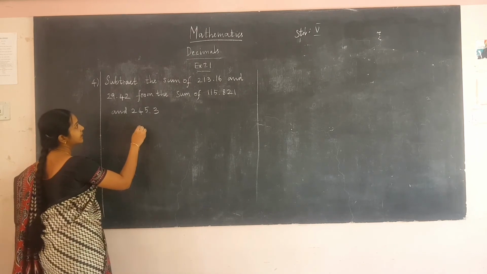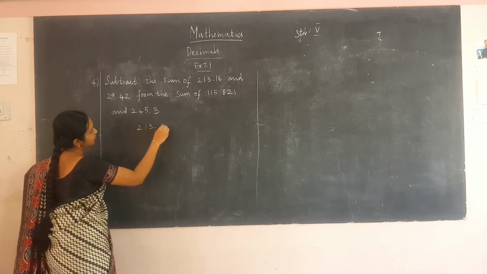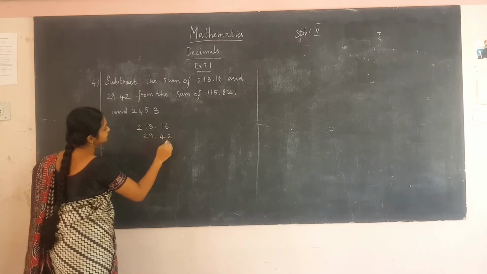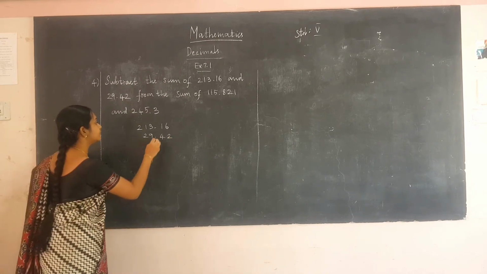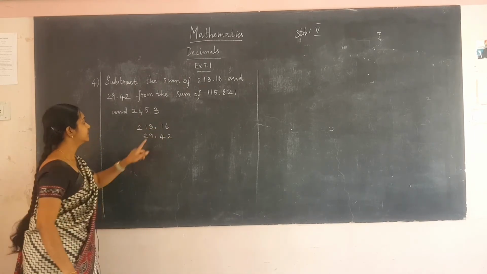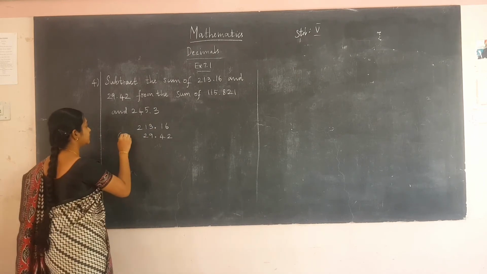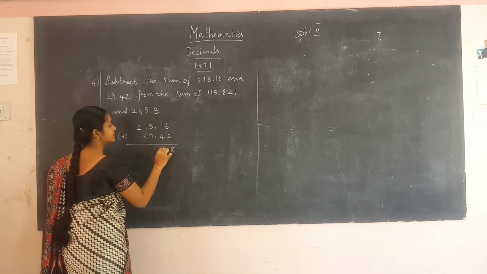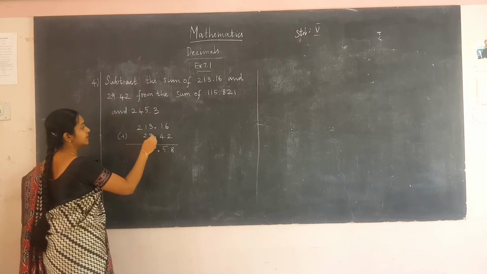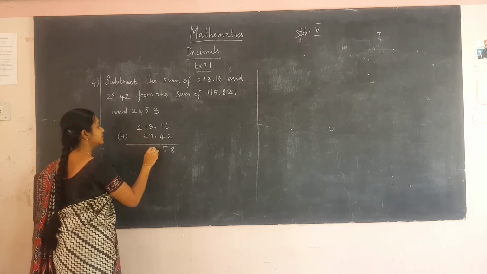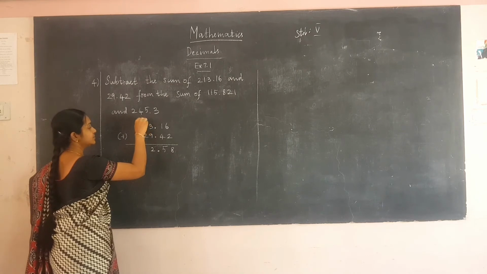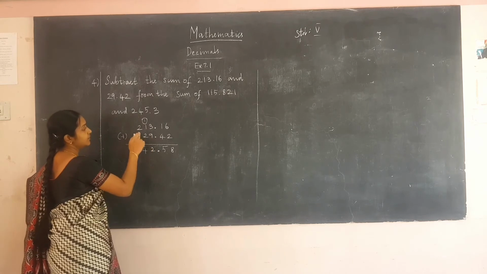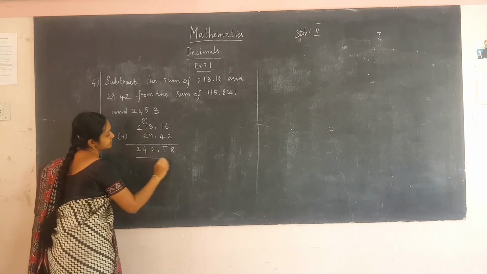First we are going to add 213.16 and 29.42. We have to write the numbers so that the decimals lie on a straight line. Now we are going to add them. 6 plus 2 is 8. 4 plus 1 is 5. Here the decimal point. 9 plus 3 is 12. So write 2 here and carry 1 to the next place. 2 plus 1 is 3. 3 plus 1 is 4. Here we don't have any number, so write 2 as it is.